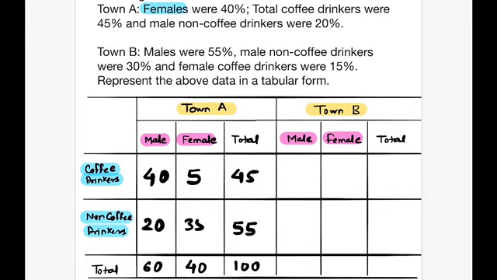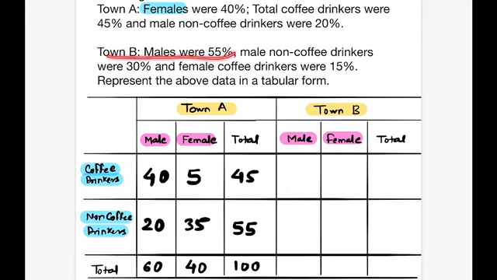So 35%. Let us cross check. 40, 20 makes 60, 5, 35 makes 40, 45, 55 makes 100, 40 plus 5 makes 45, 20, 35 makes 55, 60, 40 makes 100. This is the way to cross check your answer. And if there be any inconsistency, that will make it clear that we have made some mistake.